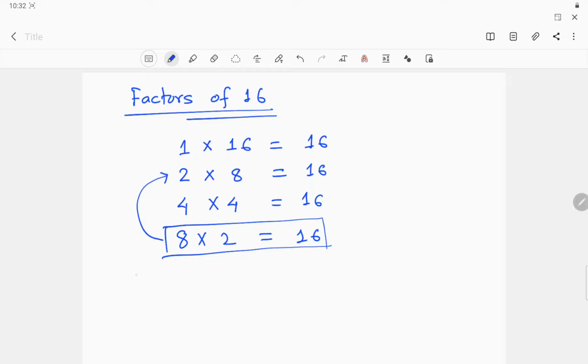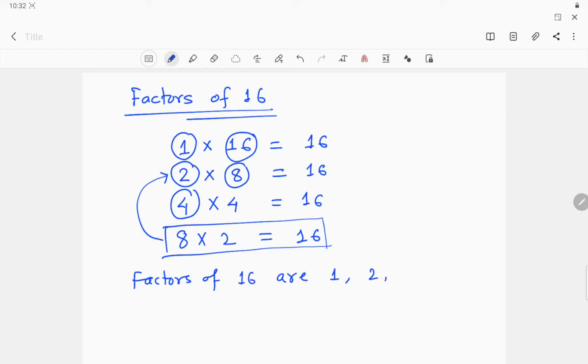Now what will be the factors of 16? 1, 2, 4, 8, 16. So factors of 16 are 1, 2, 4, 8 and 16. Okay.